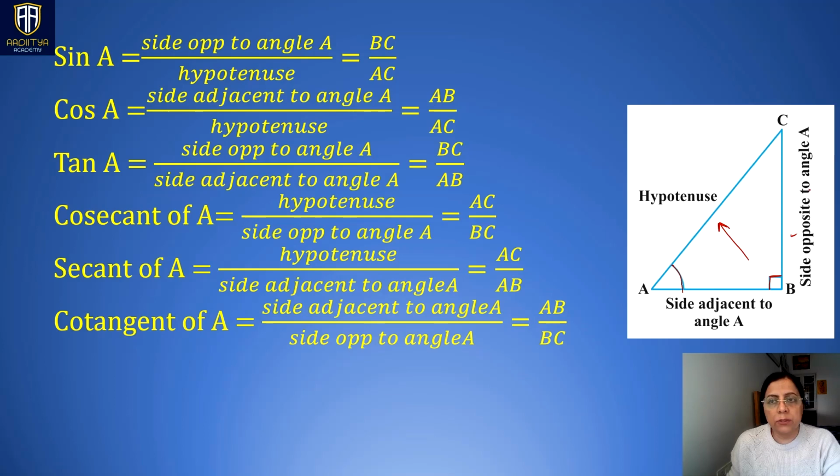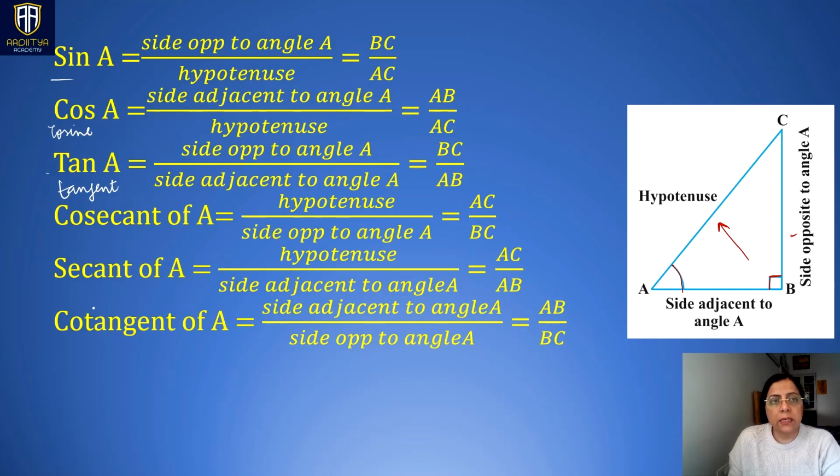BC is the side opposite to angle A, AB is the side adjacent to angle A, and AC is the hypotenuse. Now we define the ratios. We have 6 trigonometric ratios: sine A, cos A, tan A. The proper name of cos is cosine, and tan is tangent. Then we have cosecant, secant, and cotangent. Now, how do we define these ratios?